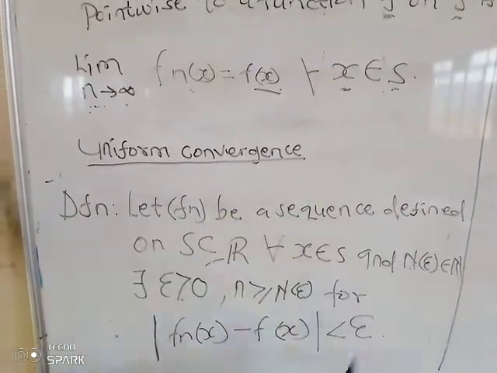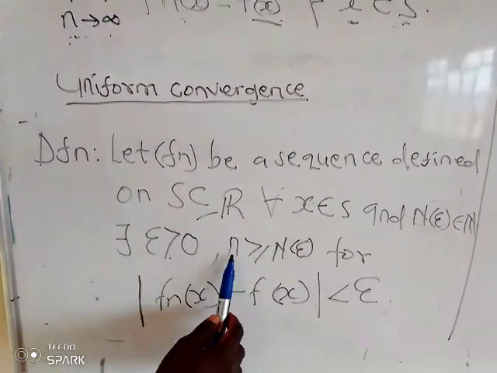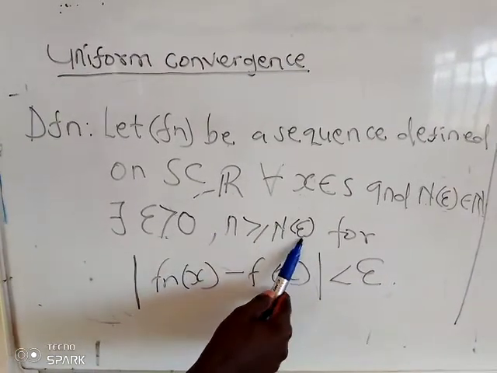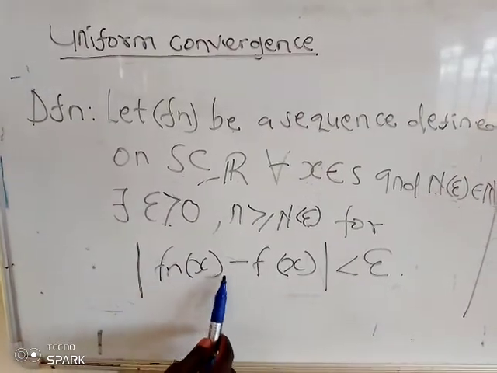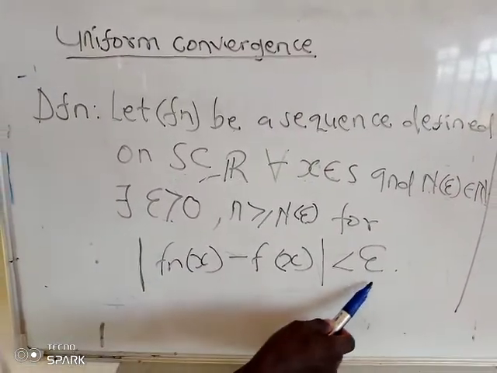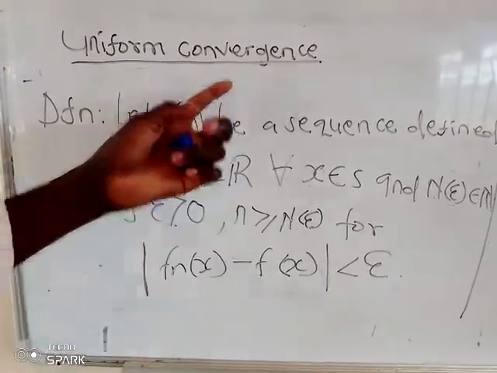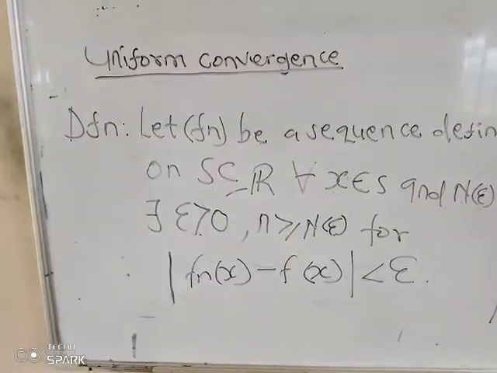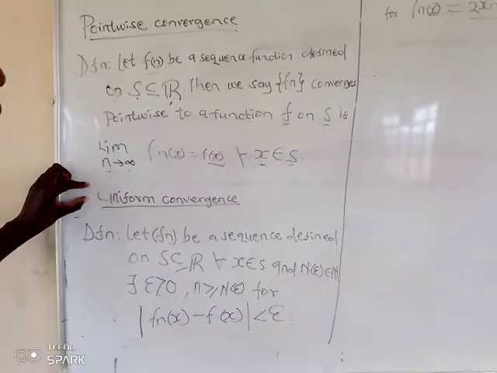Natural numbers. There exists an epsilon greater than 0 and n greater than N, with N dependent on epsilon, for the absolute value of f_n of x minus f of x to be less than epsilon. That is now the definition of what? Uniform convergence.